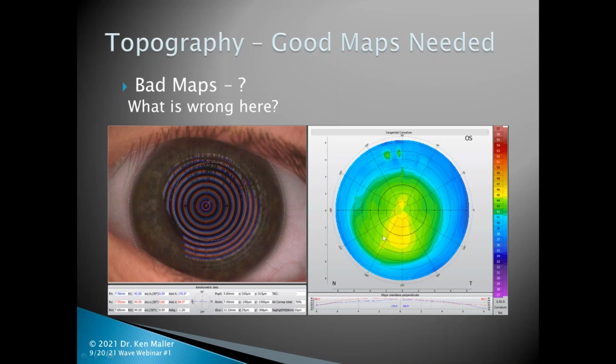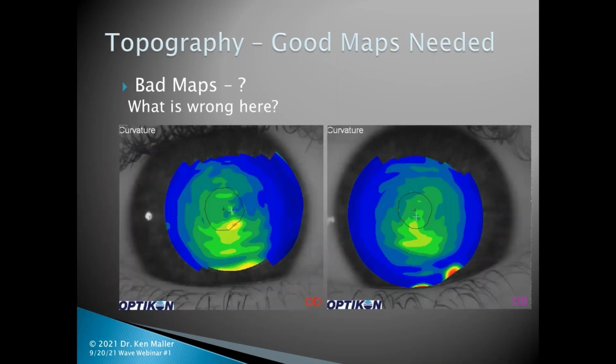Well, it looks like we have a little bit of inferior steepening on this map here. Other than that, it doesn't look really too bad. We certainly do have a little bit of lid in the picture here. Ideally, we should see the limbus all the way around, and this is possibly an issue that we need to take into account. Let's move on over here.